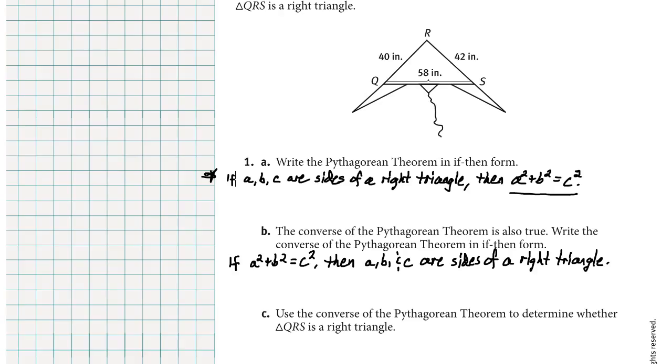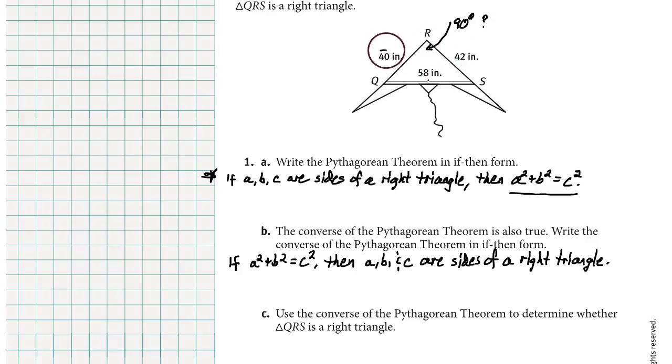Now let's apply this idea and do question C. Use the converse of the Pythagorean theorem to determine whether triangle QRS is a right triangle. Up here in the drawing, we have a kite created by one of Sarah's customers. We want to know if this triangle is a right triangle. Is that a 90-degree angle? We don't know if it is, so that's why I'm putting the question mark here. We can decide if it's a 90-degree angle by using the converse of the Pythagorean theorem.